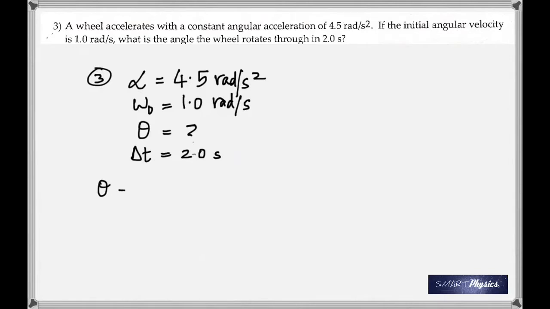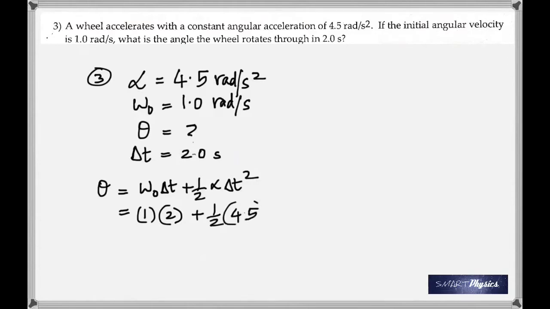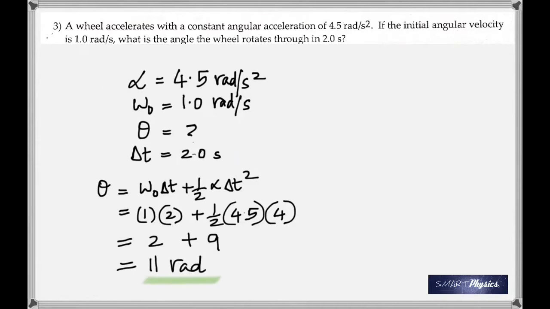What's the relation between these? It is theta is omega naught delta t plus 1/2 alpha delta t squared. Substitute the numbers. First term is 2, second is 9. You get 11 radians. Remember, angle is measured in radians.